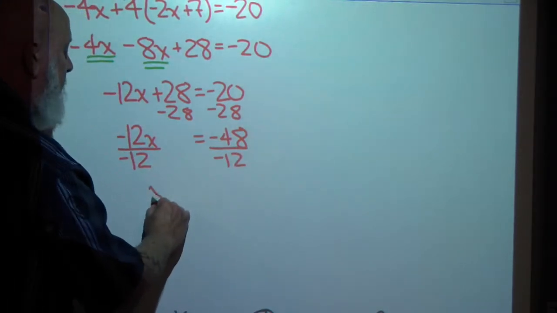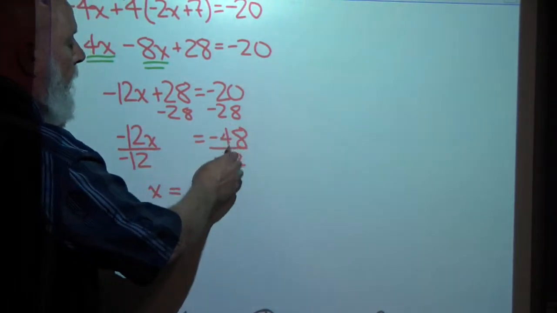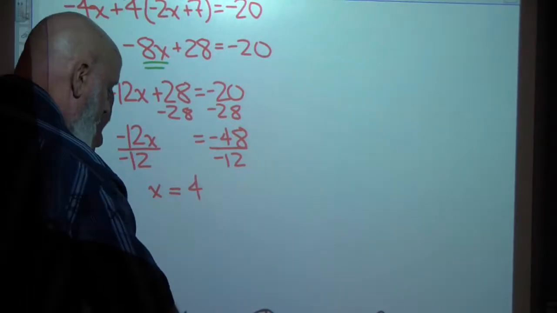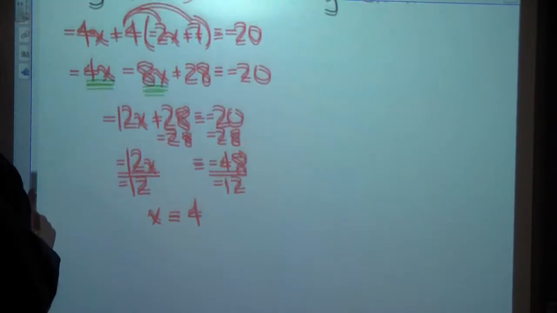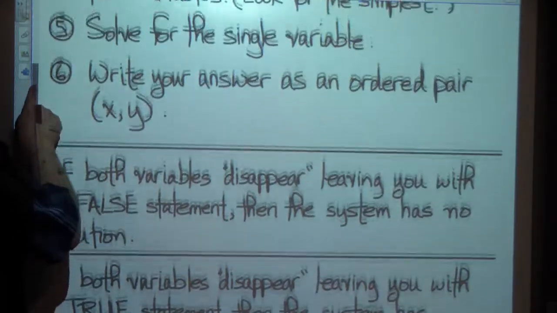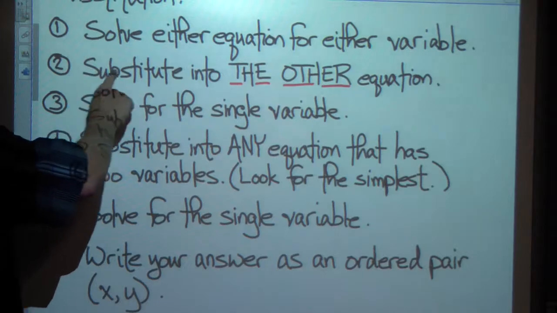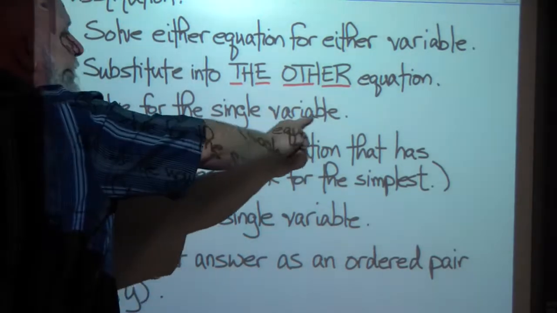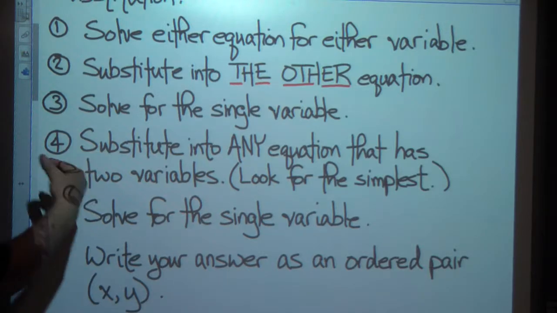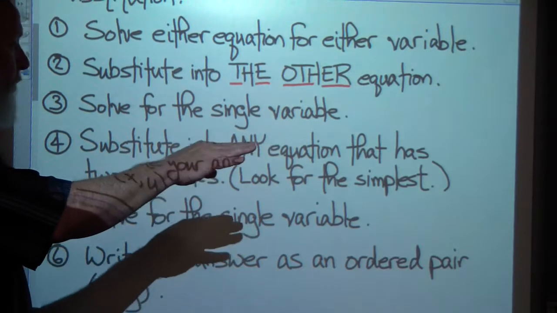Now I've got x is equal to 4. Negative 48 divided by negative 12 is positive 4. All right, so I found one of my variables. I found that x is 4 in this system. I just substituted into the other equation and solved for the single variable. That's step 3. Step 4, substitute what we just found into any equation you want.